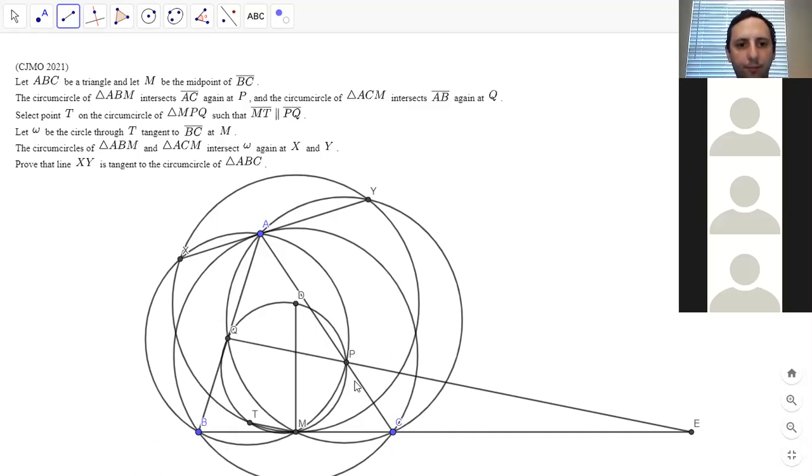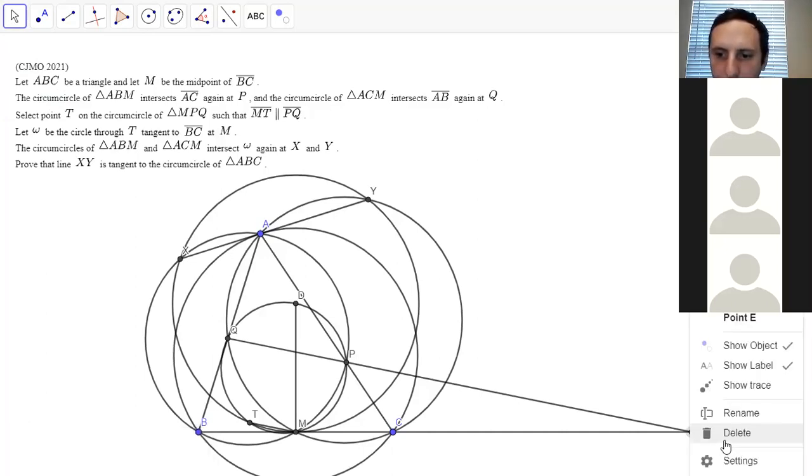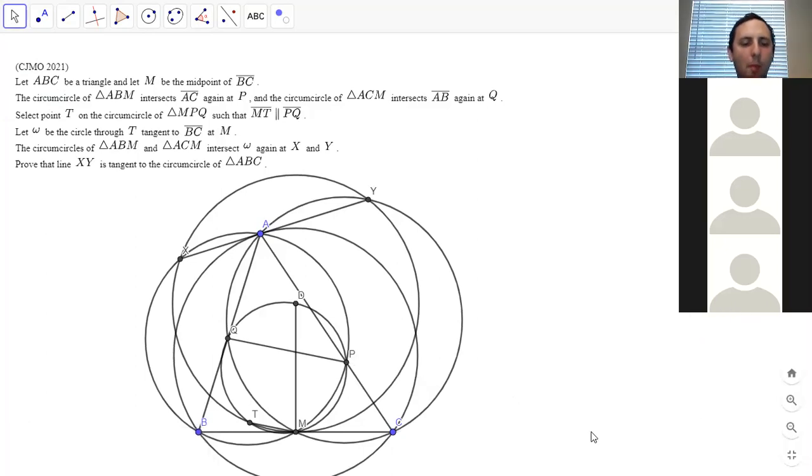Okay, so we know D is the center of omega. Now we just have to show that XY passes through A and is tangent. Can you delete E? So we could show these angles add up to 180. Intersect XY with BC. Right.